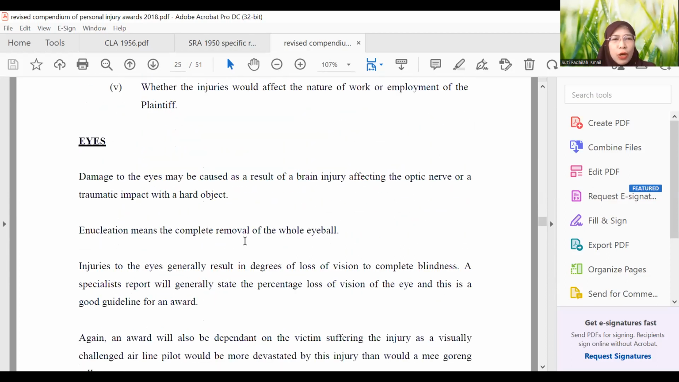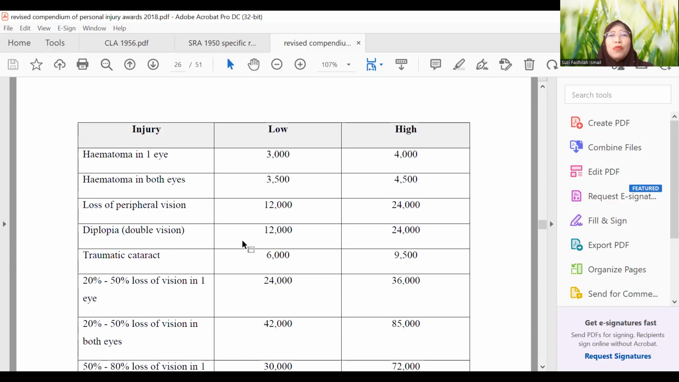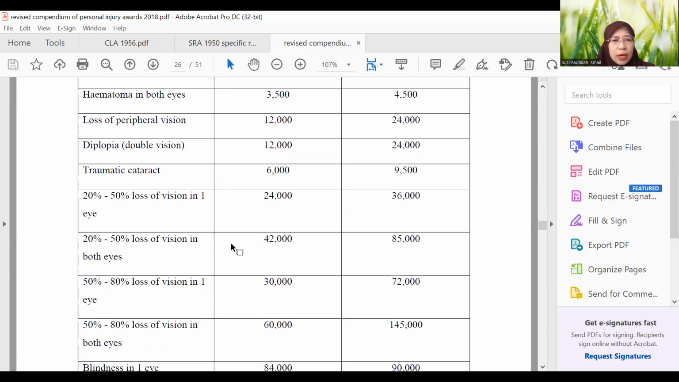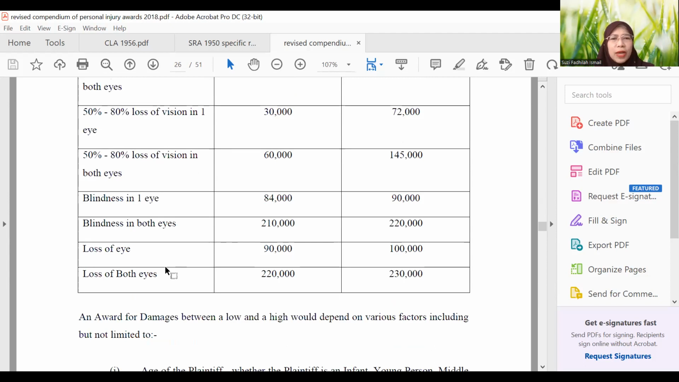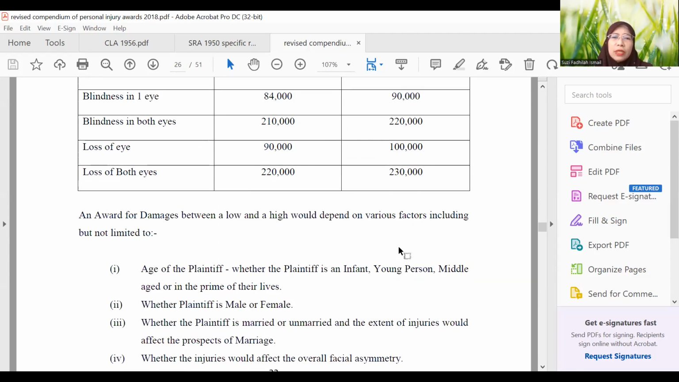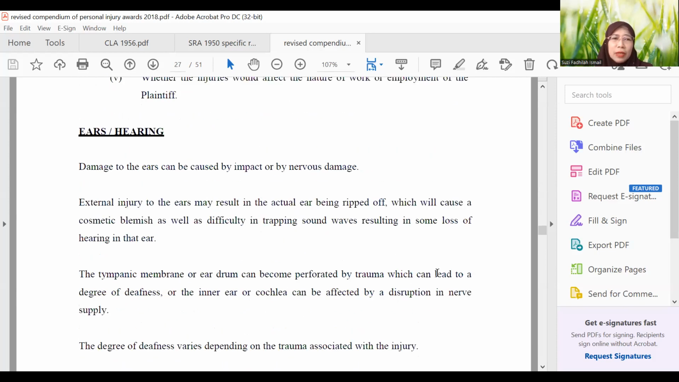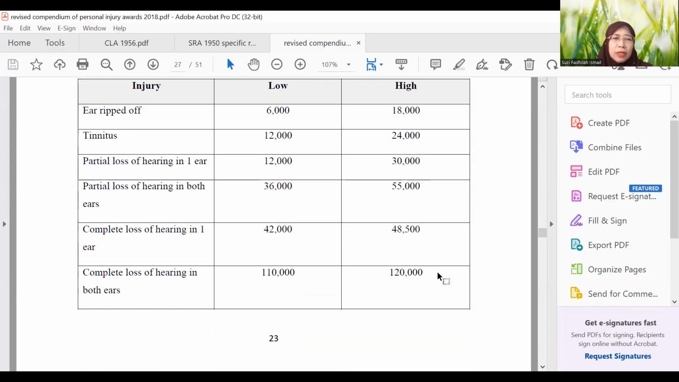Okay, 180,000. All right, we come to the eyes. What's the value of the eyes? Not really value. What's the compensation for the eyes? Loss of an eye is between 90,000 to 100,000, 100,000 for one eye. Loss of both eyes, 230,000. But the eyes, whatever limb that you have, what is gone is gone forever. It won't grow back, whatever limb. It's not like a lizard that can grow its tail.